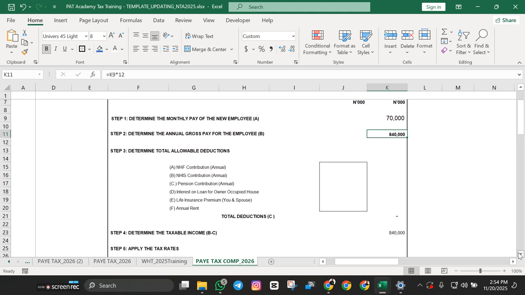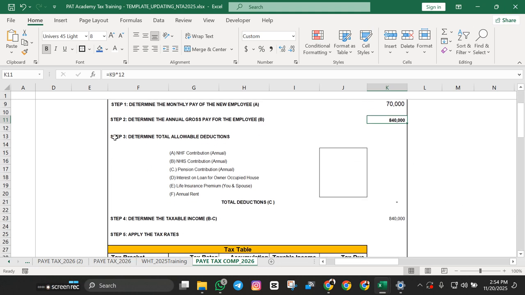Now, step number 3. We are to determine the total allowable deductions. What this means is that the government believes that this 840,000 naira should not be fully taxed in the hands of the employee. The government believes that these employees should rather be given some kind of reliefs.